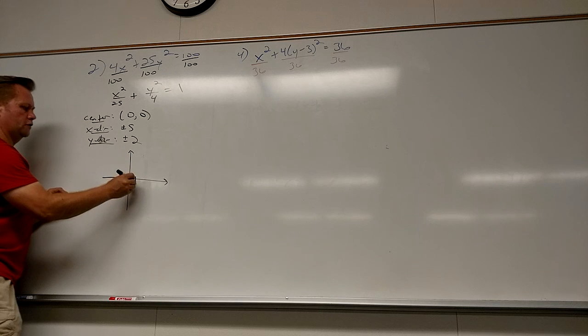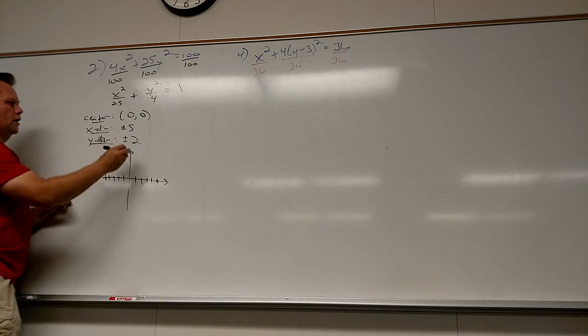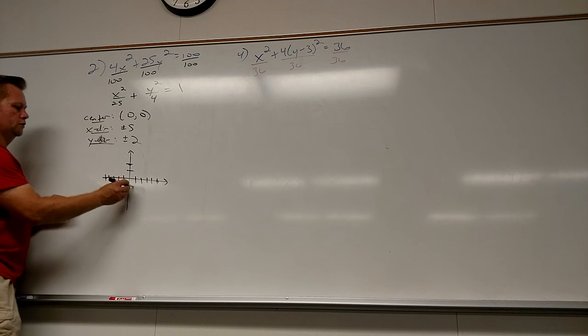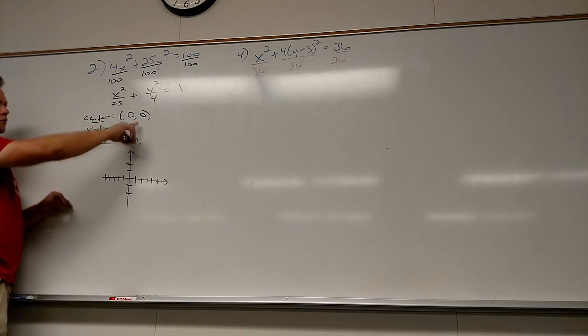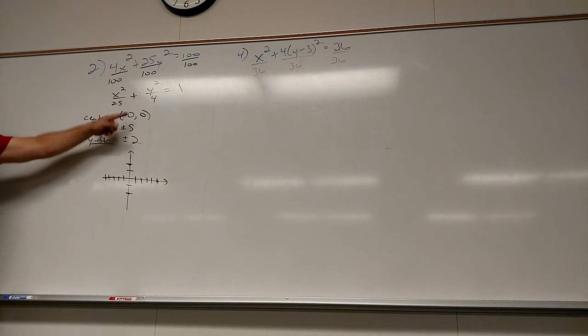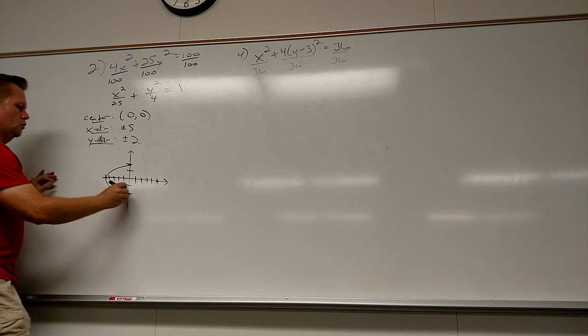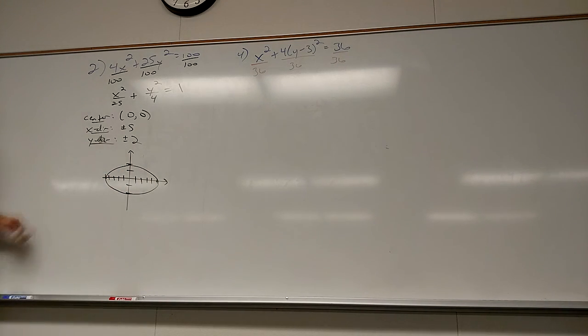So x direction 5: 1, 2, 3, 4, 5, pop. 1, 2, 3, 4, 5, pop. Y direction 2: 1, 2, pop. 1, 2, pop. I'm doing everything from the origin because that's where the center is. You only do it from there if that's where the center is. You always go these steps from the center. And then you connect them as well as you can. Woohoo! Not too bad.